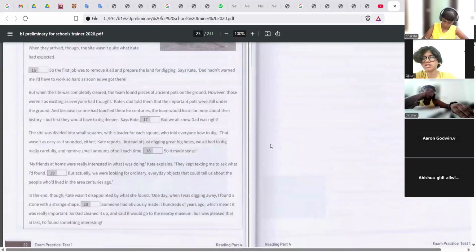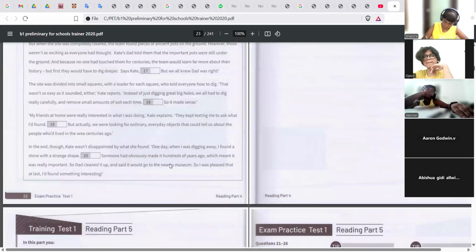Excellent, Daksha. Now, Daksha, you tell me. Someone had obviously made it hundreds of years ago. What is it? What is it, Daksha? Sir, that stone. This is how you have to connect.